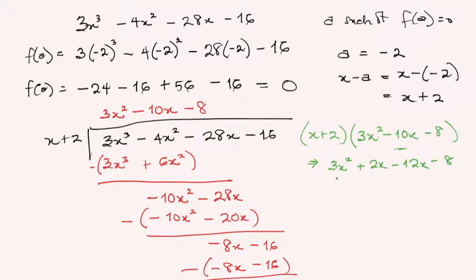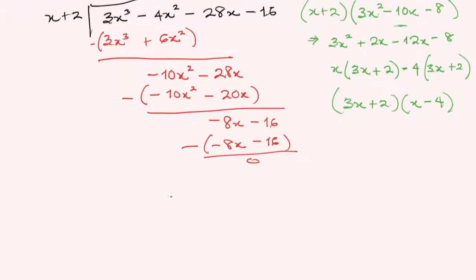These two have x in common, so 3x squared divided by x becomes 3x, and 2x divided by x becomes 2. These two have minus 4 in common. Minus 12x divided by minus 4 results in 3x, and minus 8 divided by minus 4 becomes plus 2. So our factors for the quadratic polynomial are 3x plus 2 and x minus 4.